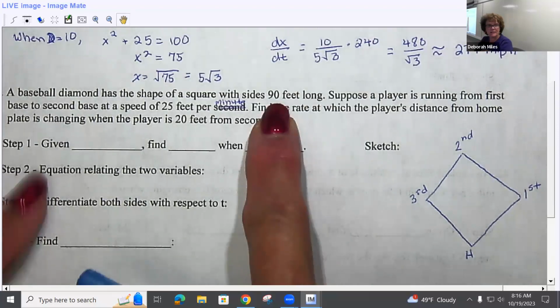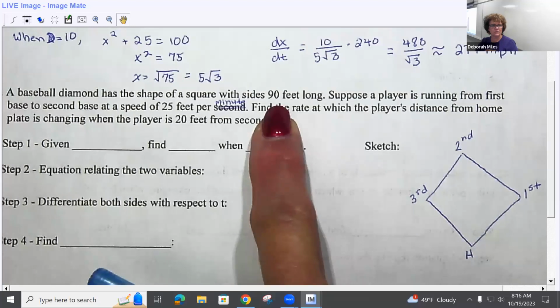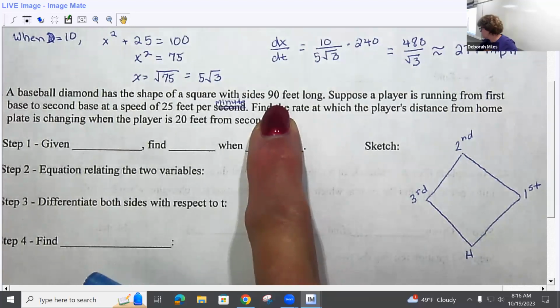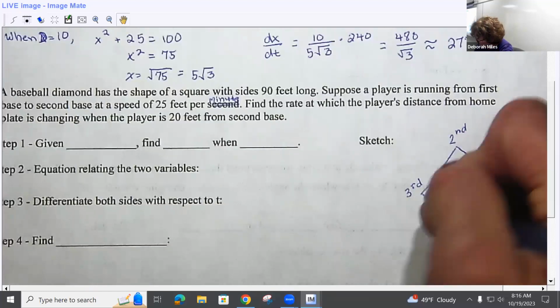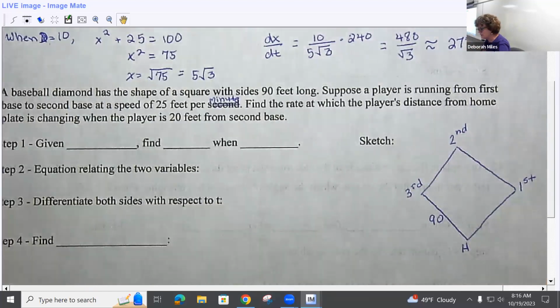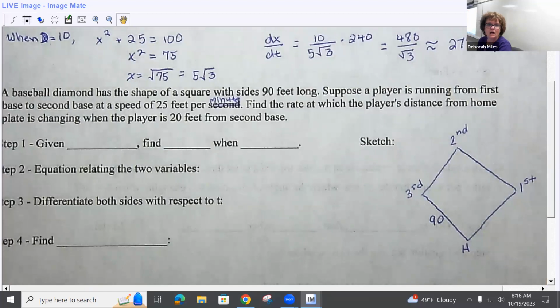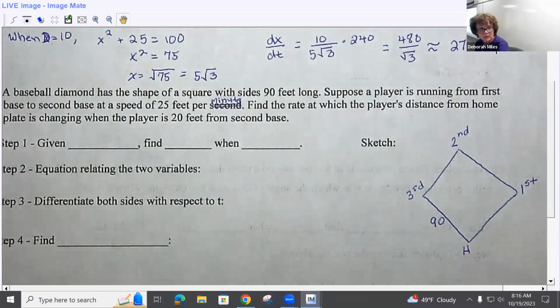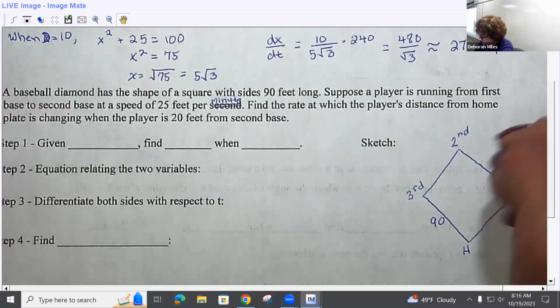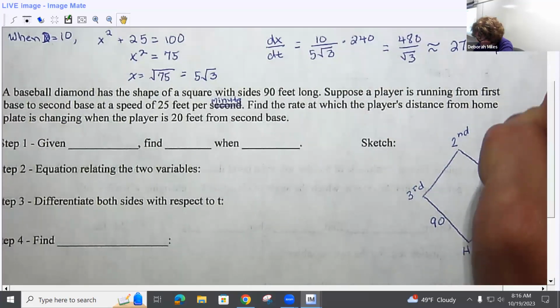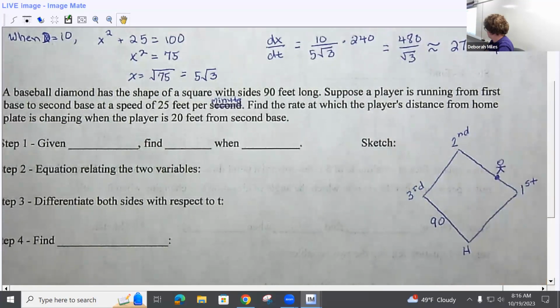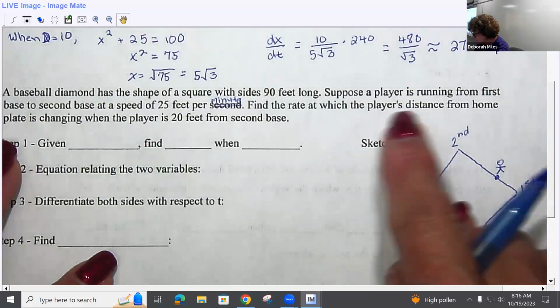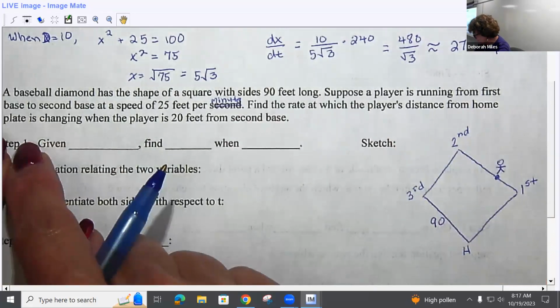And is that 90 a constant or something that's changing? Unless somebody's moving the bases, that's a constant. So I'm going to go ahead and put it on my picture. All four sides are 90 feet long. All right. Suppose a player is running from first base to second base. Here's my very best player, between first base and second base.